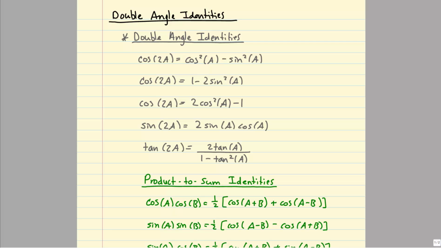A couple things I'd like to mention here. There's 3 different identities for the cosine of 2 alpha. That's why they're called double angle, because on the left I have double the angle that I have on the right. There's one for sine and there's one for tangent, but there's 3 separate ones for cosine. So go ahead and hit pause and make sure you get these copied down.